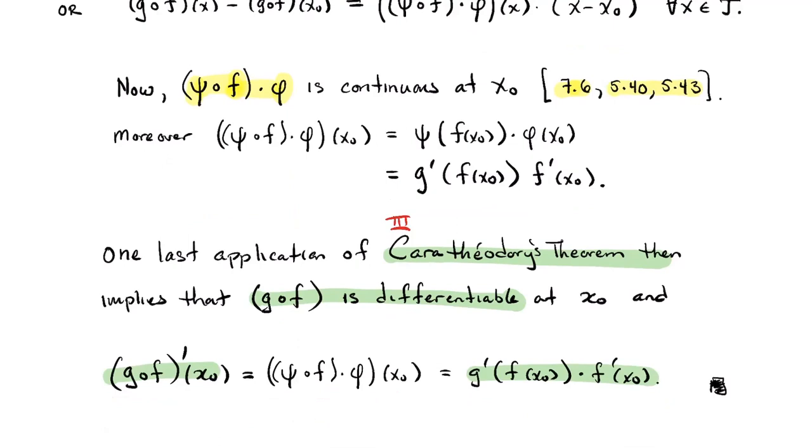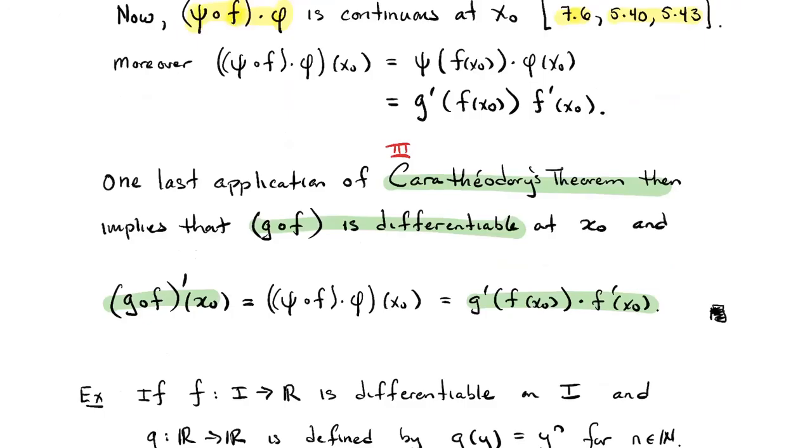Nice. So once again, we did that for one point x naught, but if all of those hypotheses hold for every x naught in the interval j, and g is differentiable at every point in the interval I, then the composition is differentiable at every point in j, and we get that formula in terms of x.